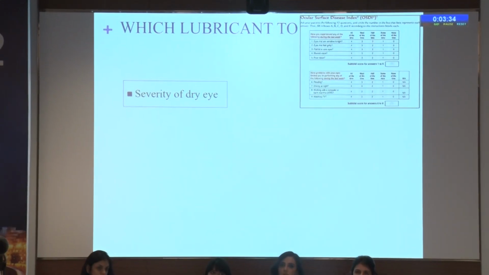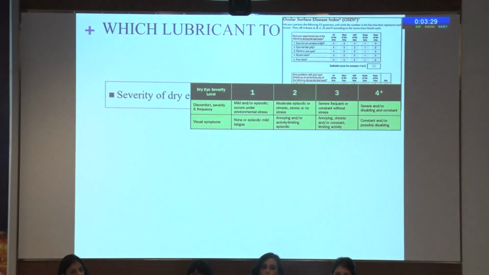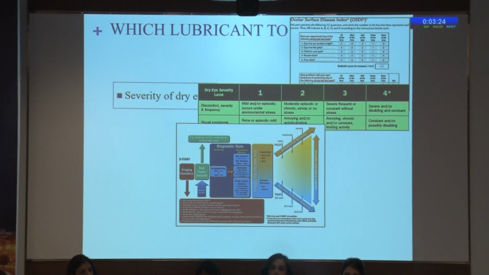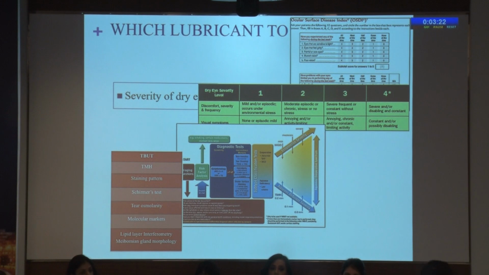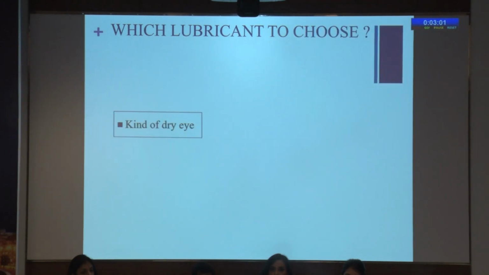First is the Ocular Surface Disease Index or other questionnaires like the dry eye questionnaire, SPEED questionnaire. Symptoms of the patient we can classify from grade 1 to grade 4. Several tests in the clinic as well as diagnostic tests, the most common being TBUT, tear meniscus height, the staining pattern, Schirmer's test, tear osmolarity, molecular markers, and automated diagnostics like lipid layer interferometry and meibomian gland morphology. So once I know how severe the dry eye is, for more severe cases I will be using those that have a high residence time and high viscosity on the ocular surface.